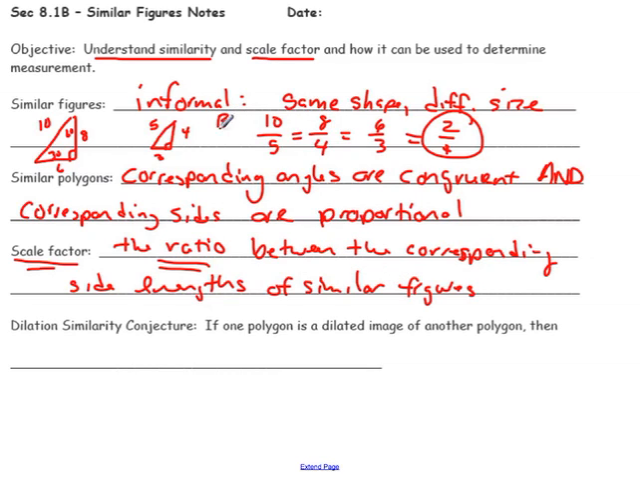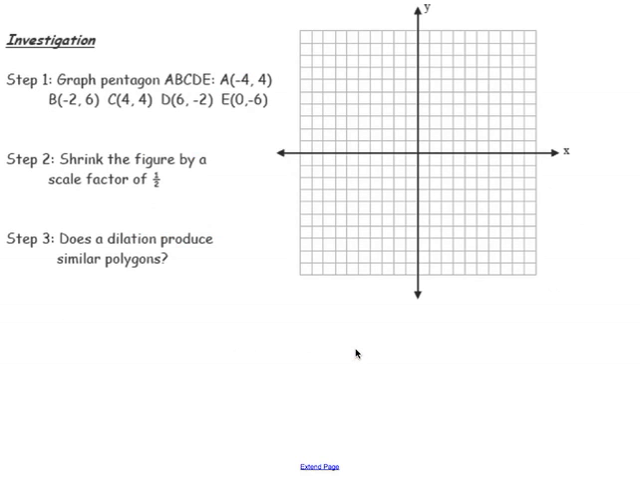Notice in this case I always had the big triangle over the small triangle. I always had the first one over the second one. I didn't all of a sudden say big to small, big to small, small to big. It was always big on top, small on the bottom. A specific example we can talk about with similarity is a dilation. Dilation is either when you shrink or you stretch an object, and if one polygon is a dilated image of another polygon, then the two polygons are similar. Let's do an example just to show what I mean by this.